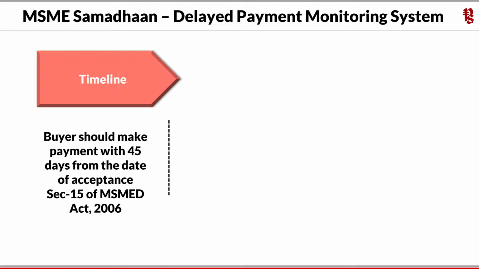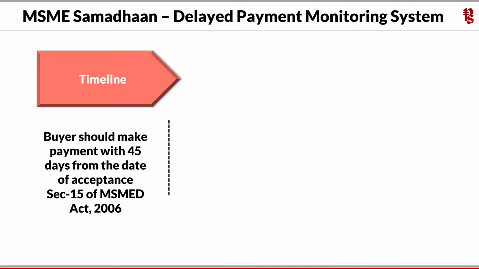Now comes the important aspect related to MSME. There is this act of MSME Samadhaan, which is related to the delayed payment monitoring system. Let us understand this act. The timeline is basically based on the receipt of goods or services by the buyer from the MSME and the maximum time by which the buyer is to clear the dues to the MSME.